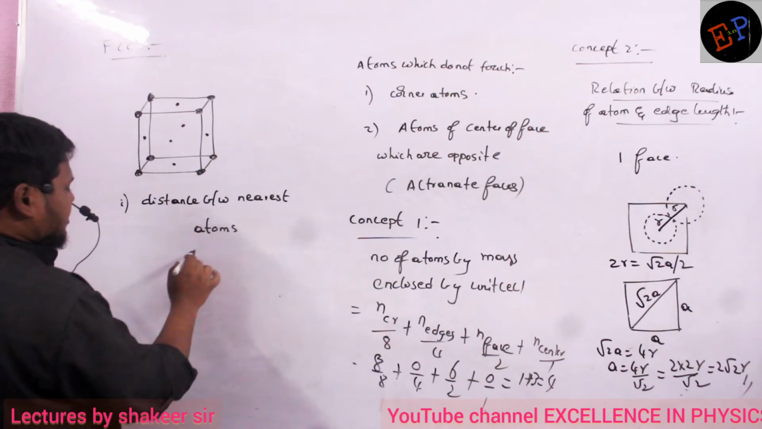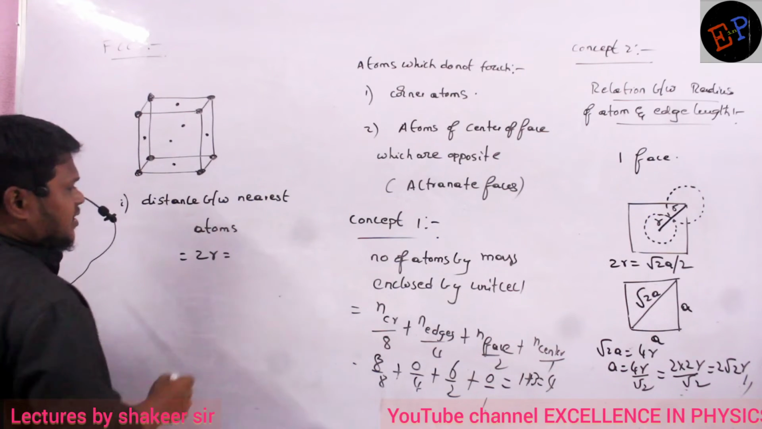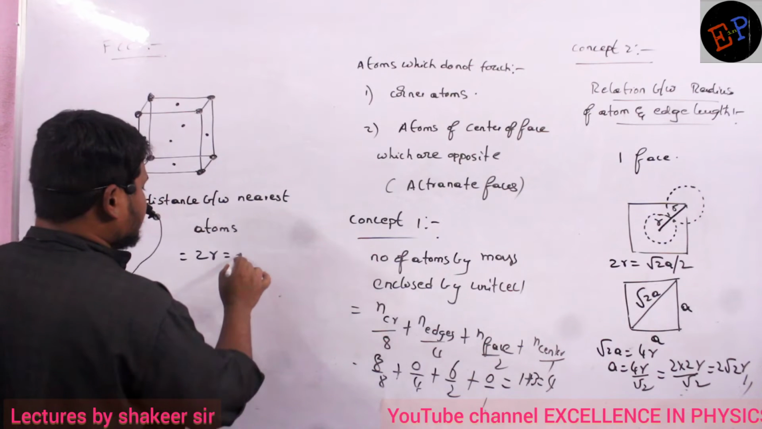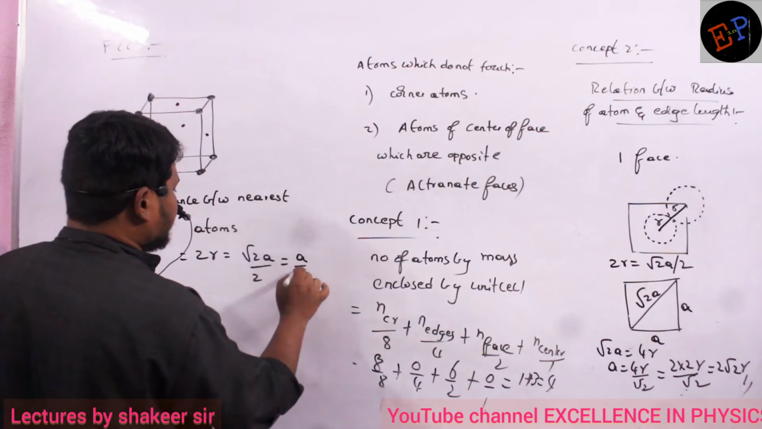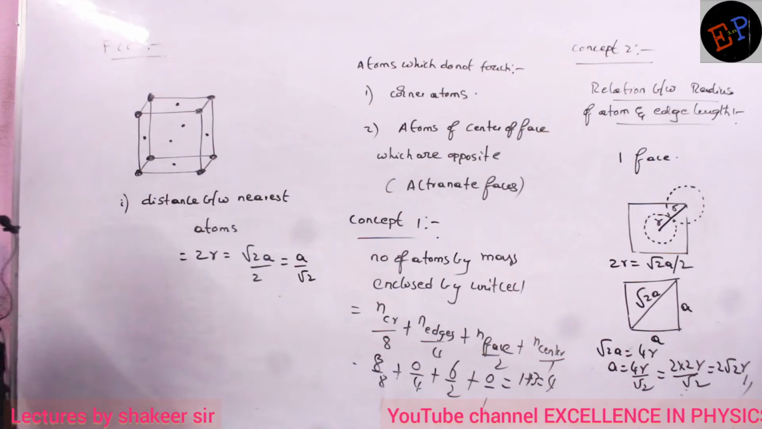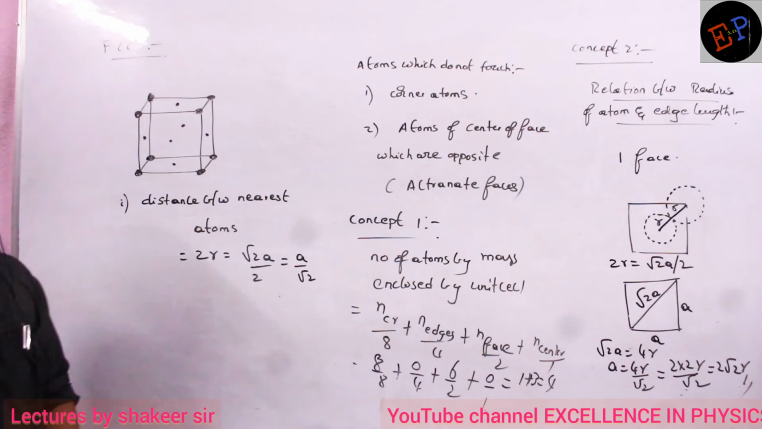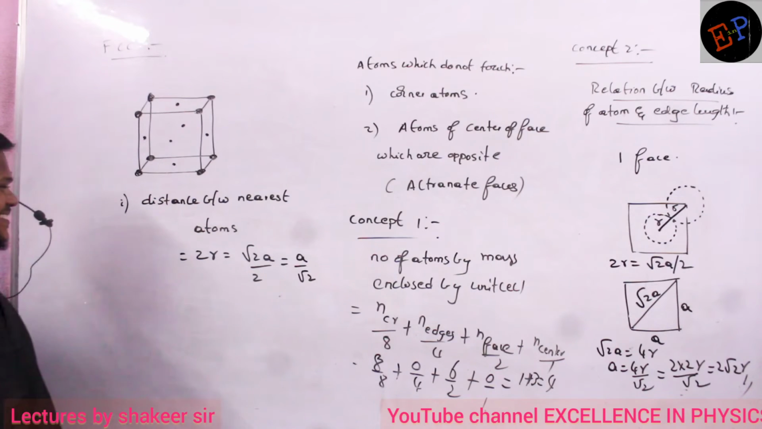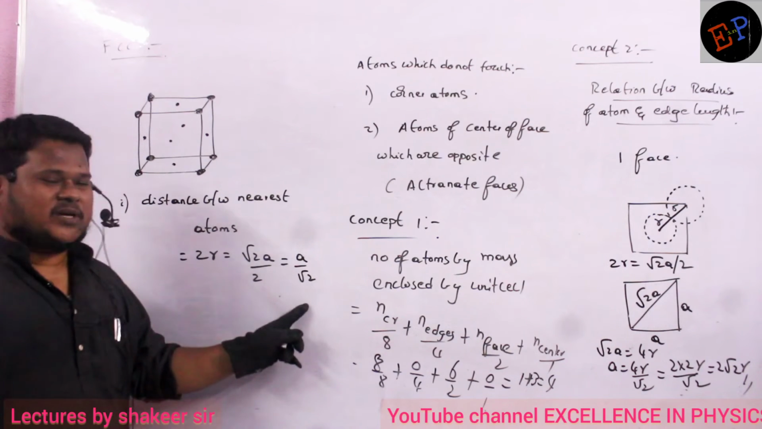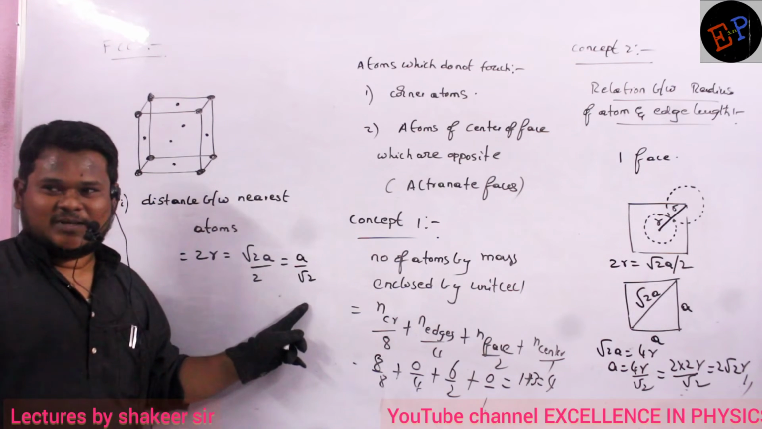So distance between nearest atoms is nothing but 2r in terms of radius, and that 2r is nothing but root 2 a by 2. So how much? A by root 2. A by root 2 only, no? A by root 2. Then it is correct. But I was asking the relation, no? So you should have said 2r is equal to a by root 2, then it is correct. Are you able to understand?